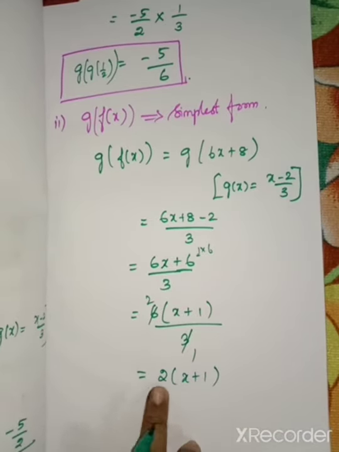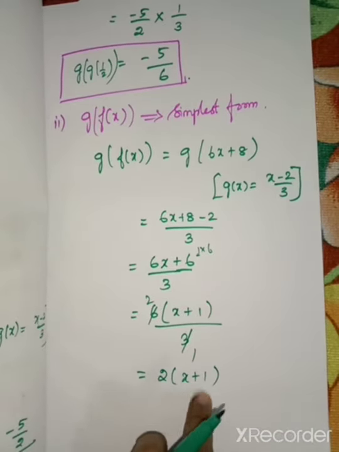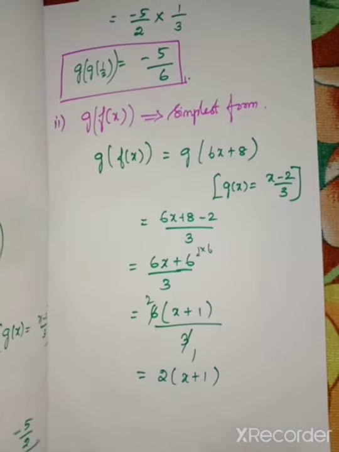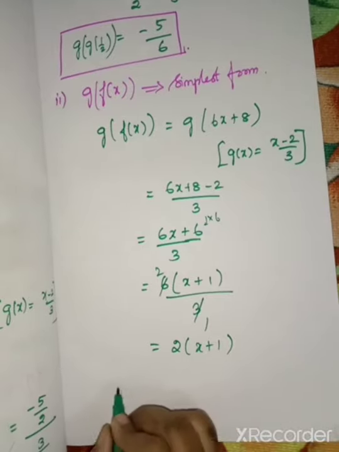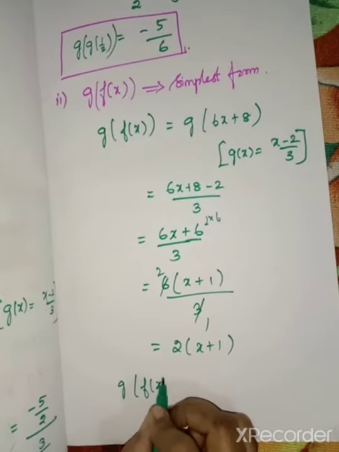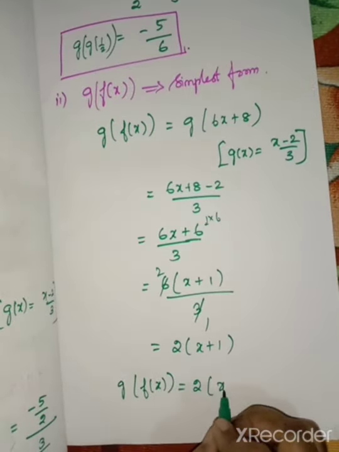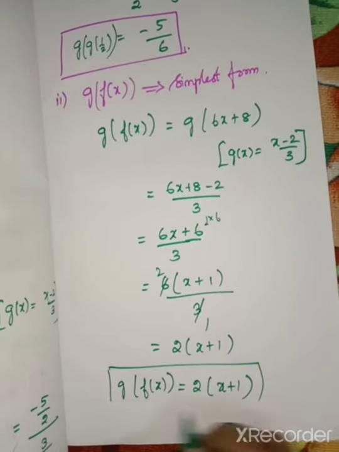Again, don't multiply the 2 in. That is not the correct way, because here we need the simplest form. Simplest form means we have to write it in the linear form. So g of f of x equals 2 into x plus 1.